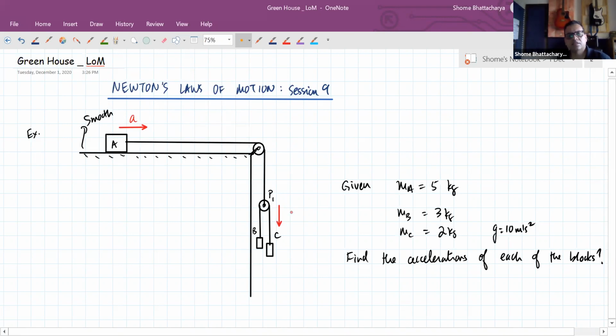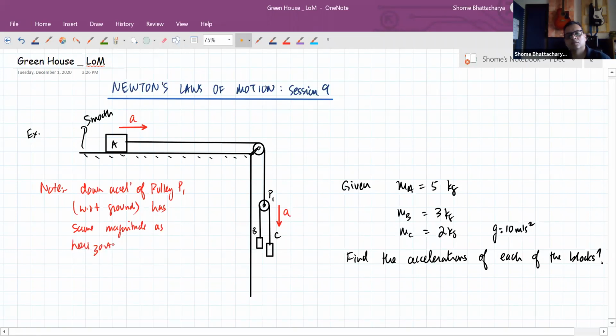So let us say this acceleration is A. So that is the same acceleration as P1. So the first thing we have to understand here is that the downward acceleration of pulley P1, in the ground frame, with respect to ground, has the same magnitude as the horizontal acceleration of block A, and let us say that is small a.